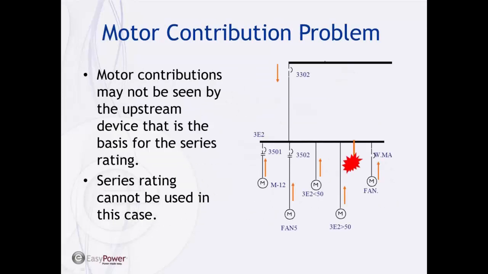This is not a perfect example, but let's say I had a fault on this breaker on this fan and the 3302 upstream, and say this had a series rating as a combination. If I have a fault just downstream of this breaker here, because of the motor contributions, it's going to see more fault current than the upstream 3302 breaker. Because of that, the series rating is not applicable in this case, right? So series rating is really limited to branch circuits where you have just lighting or non-motor loads, basically.